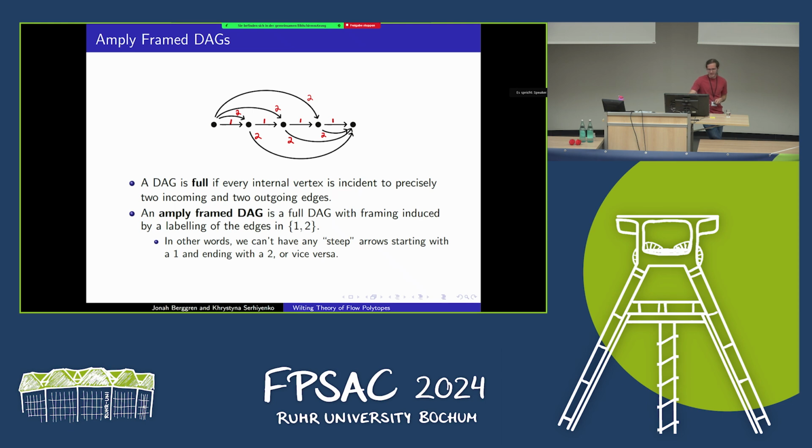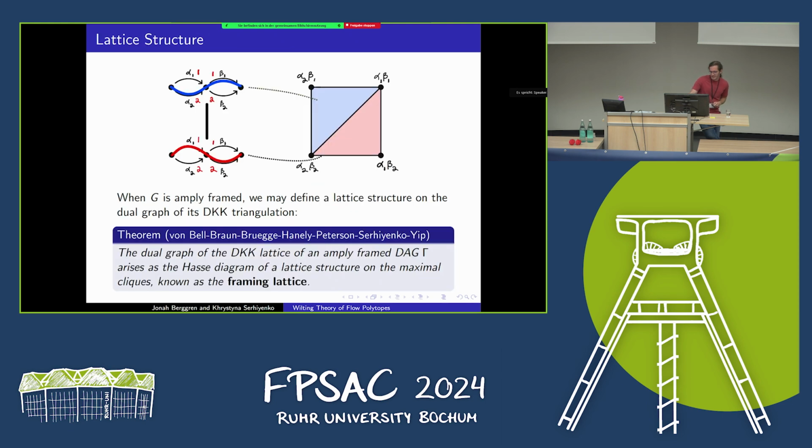I'm going to talk about this a little bit more when it comes up again later. This might seem a little bit random, but the reason I bring it up is because there's this theorem of a paper a couple years ago by a bunch of University of Kentucky authors, so Van Bell, Braun, Brugge, Hennelly, Peterson, Serienko-Yip, that we get a lattice structure on this DKK triangulation when we are amply framed. In fact, the dual graph of the DKK triangulation looks like the Hasse diagram of the lattice. This is called the framing lattice.